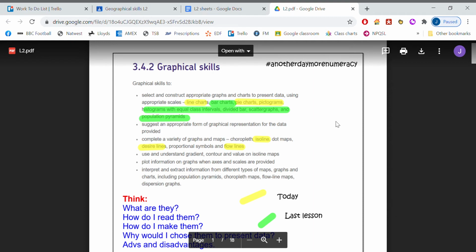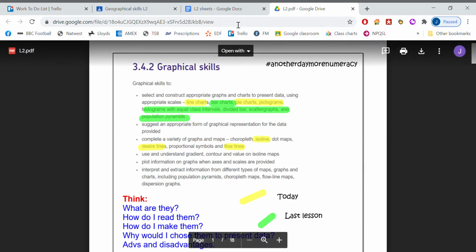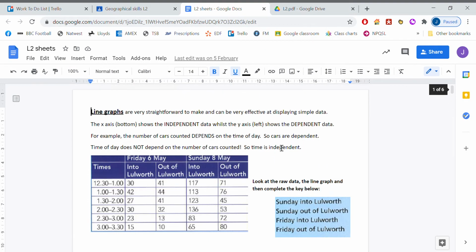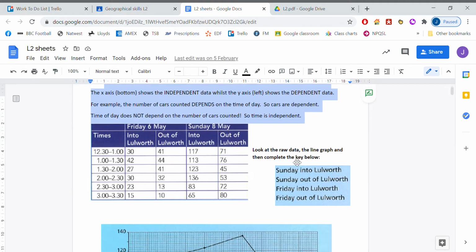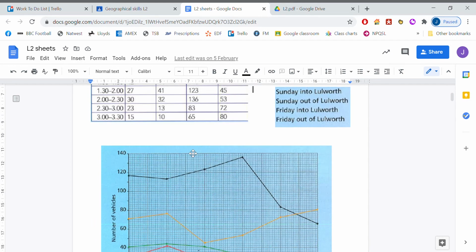I just want to run you through Lesson 2 in case you're doing this lesson remotely and asynchronously. It's quite similar to the last lesson. So we've got the Google Docs, which have a number of graphs in. Sometimes there's a little bit of information, and then there will often be questions for you to answer.